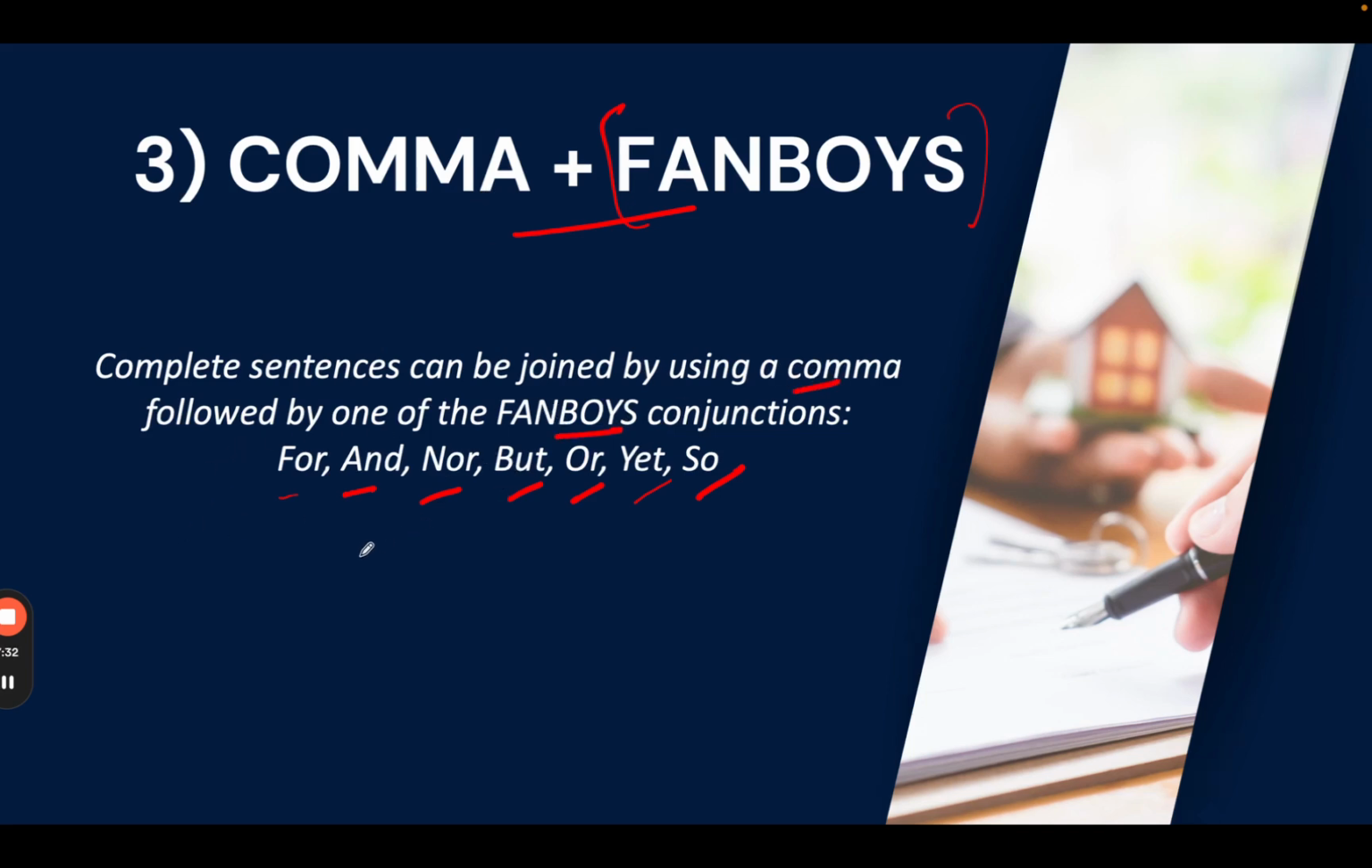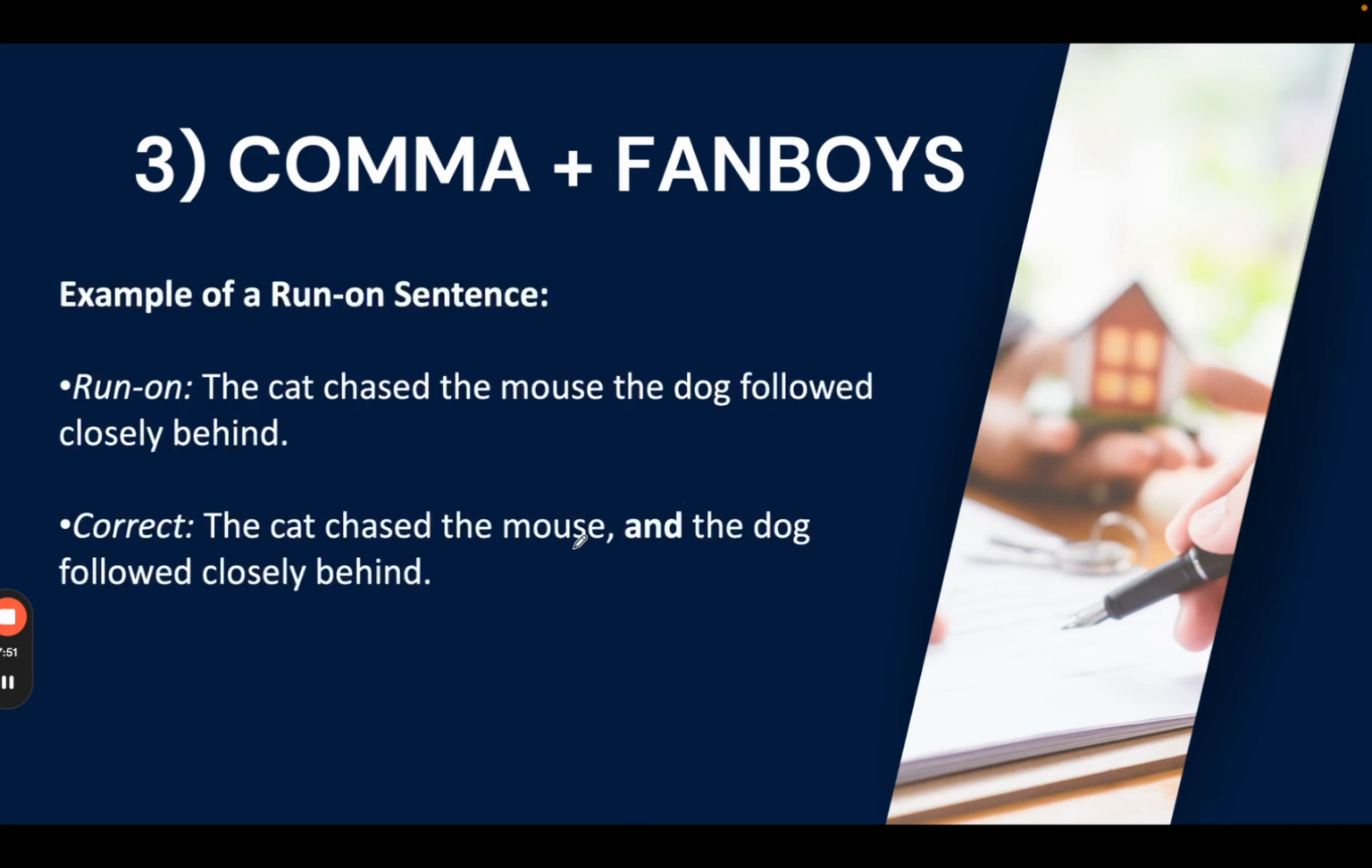Now, earlier we saw that you can join two complete sentences with the help of a period. You can join two complete sentences with the help of a semicolon. And this rule says that you can join two complete sentences with the help of a comma plus fanboys. Right? This is the rule. Now, let's understand a few limitations here. What can you do or what can you not? Before that, let's quickly see an example.